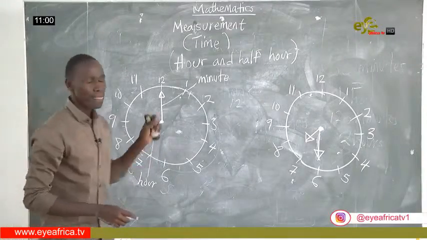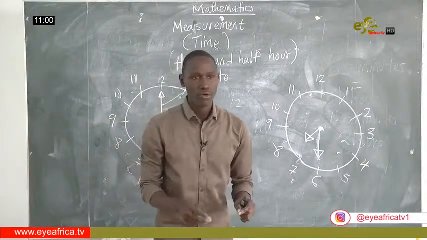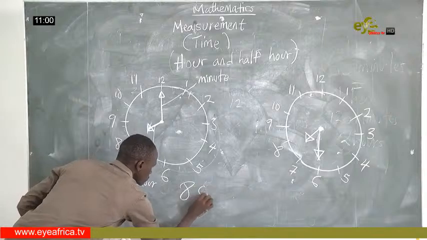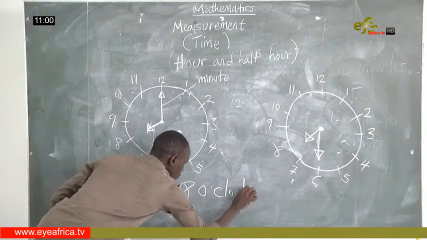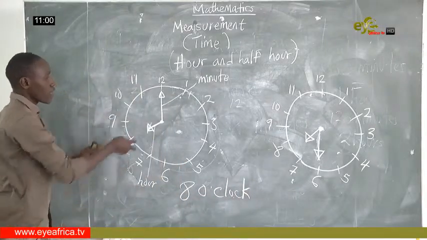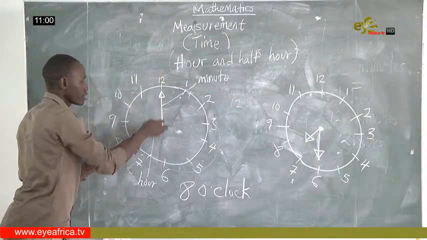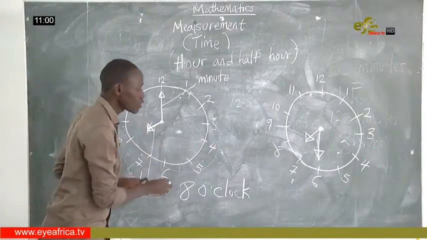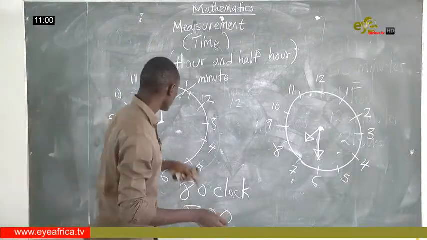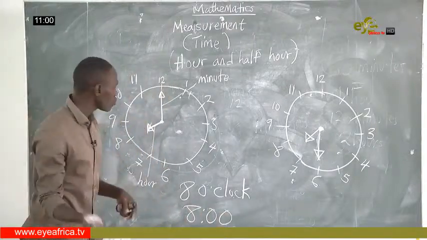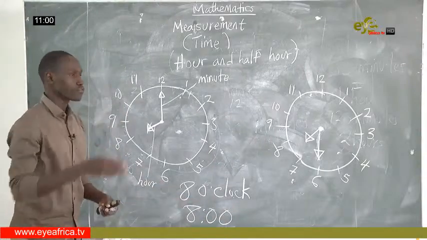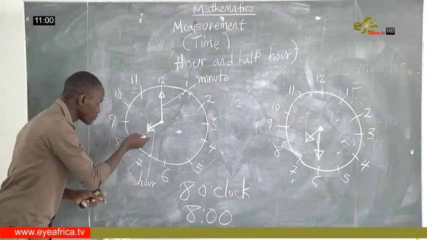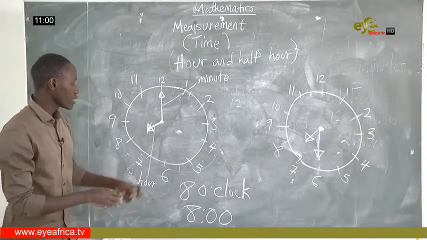It is facing number 8. Therefore, our answer would be 8 o'clock, because our minute hand is facing directly at 12 and our hour hand is facing directly at 8. So our answer here would be 8 o'clock. If it is at 1, it is going to be 1 o'clock, 2 o'clock. That is the answer that we have for the first clock.